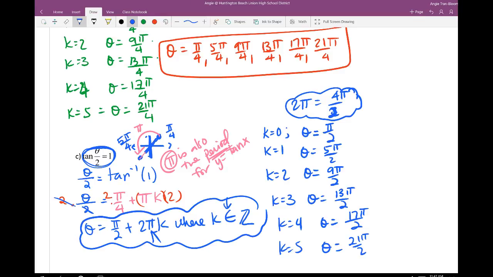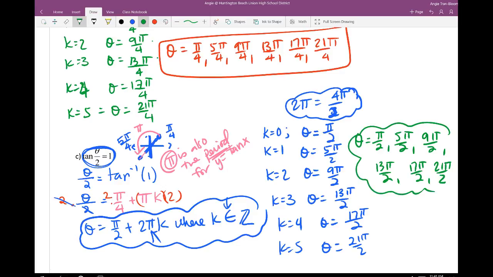So your first 6 angles are, let's write it down so we can box it up. Here we go. Ready? Pi over 2, 5 pi over 2, 9 pi over 2, 13 pi over 2, 17 pi over 2, 21 pi over 2, and voila. So those are the 6 solutions, and these over here are your equation. And yes, you do need to know how to write your equation. Okay, this is the end of our 7.3 notes.